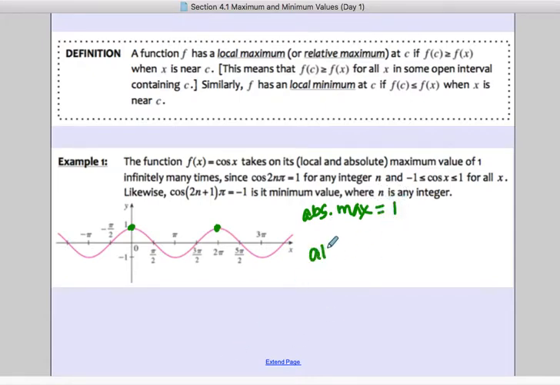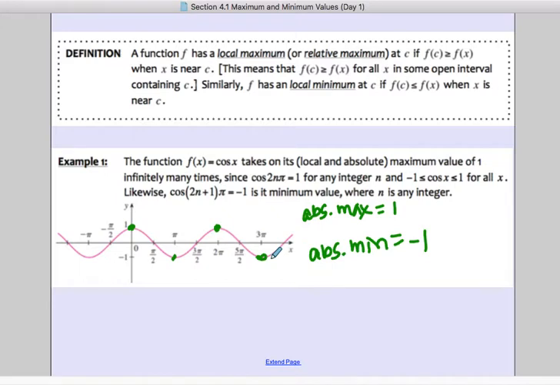And our absolute min would be -1 because that's our smallest y value. The biggest thing to take away from the cosine function is, can you have multiple absolute maximums? Yes, because cosine will continue to go on in this pattern, you'll have multiple absolute maximum values and you will have multiple absolute minimum values.